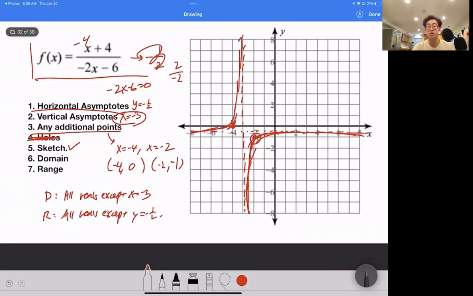Okay, so I hope this video helps. Your main objective is for you to master the concepts of when the degrees are the same and how to sketch these. That should be it for today.